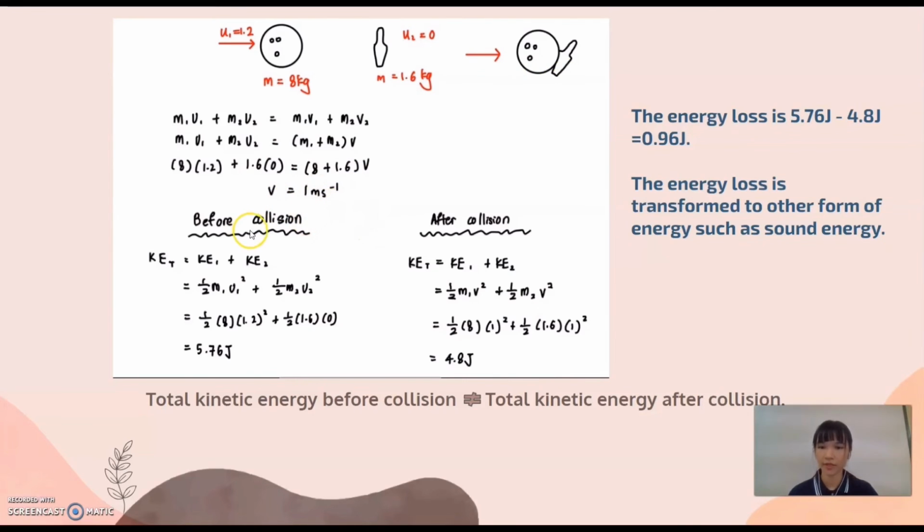Now we calculate the kinetic energy before collision and after collision to find out whether the kinetic energy is conserved or not. Before collision, the kinetic energy for the bowling ball and the pin is 5.76 joule. After collision, the total kinetic energy becomes 4.8 joule. So from here, we can see that the total kinetic energy before collision is not equal to the total kinetic energy after collision. The energy loss is 5.76 joule minus 4.8 joule equals 0.96 joule. The energy loss is because the energy is transformed to other forms of energy such as sound energy.